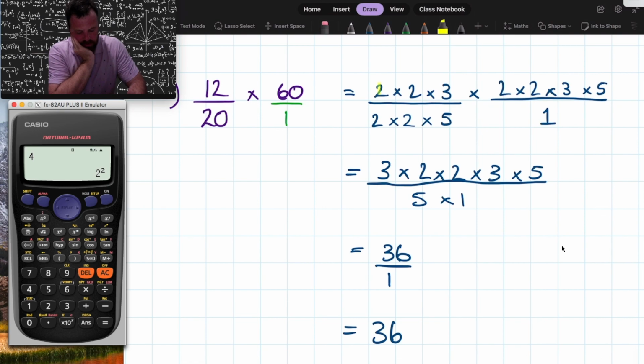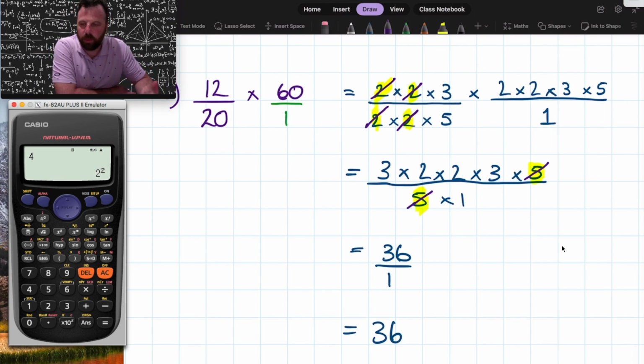I can see a 2 and a 2, a 2 and a 2. So I'm going to cancel out those common factors. Now I remember, just multiply everything together. Before I went on, I thought, oh, hang on a second. There's another 5. So I can divide out those common factors. What we're left with is 3 times 2 times 2 times 3, or 6 times 6. So our answer is 36. So 12/20ths of 60 is just 36.